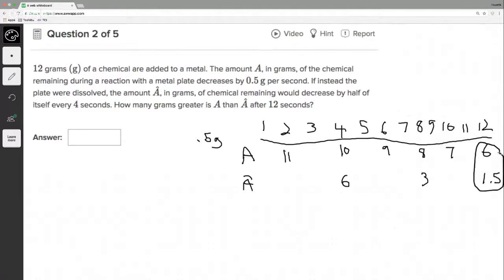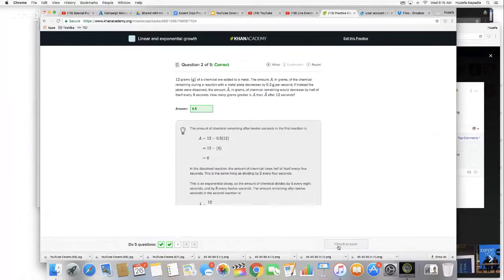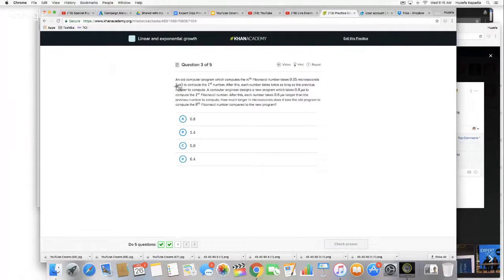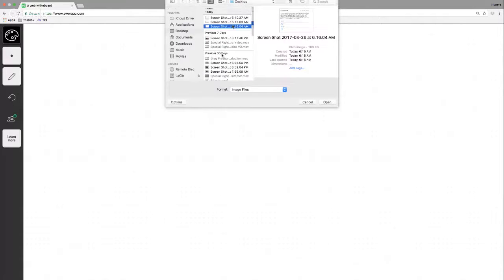How much greater is 6 than 1.5? Should be 4.5, right? If we just do that subtraction, let's go ahead and solve and see if that's correct. 4.5. Yes, it's correct. Question number 3. Now, we could have actually not made a table there and jumped ahead, figured it out based on an equation, but you don't always need to. That one I knew wasn't going to take that long to set up.